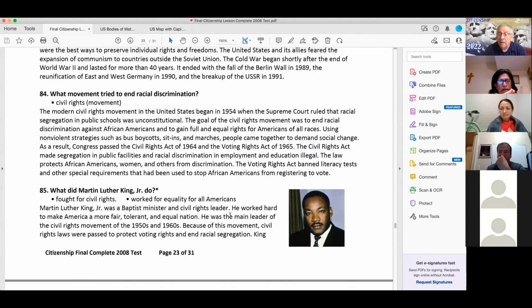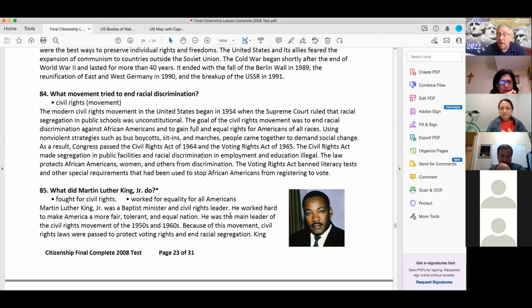And we have a right in this country to peacefully protest. Now, that doesn't make people happy all the time. So there are people who get upset and get angry, and they may throw rocks at them. They may do all sorts of things. But Martin Luther King Jr. fought for civil rights.